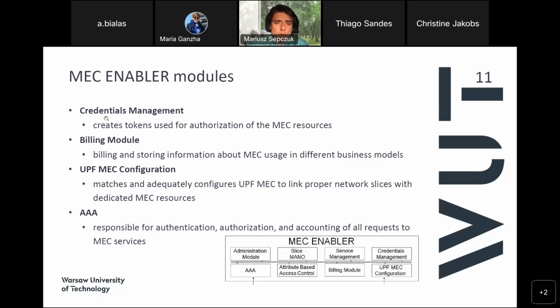This module is dedicated to billing and storing information about MEC usage in the different contexts of business. The next one is UPF MEC configuration, and this module is responsible for matching and properly configuring UPF MEC and UPF core and linking them to the proper MEC resources. And finally, we have a module which is responsible for authentication, authorization, and accounting of all requests to MEC services.